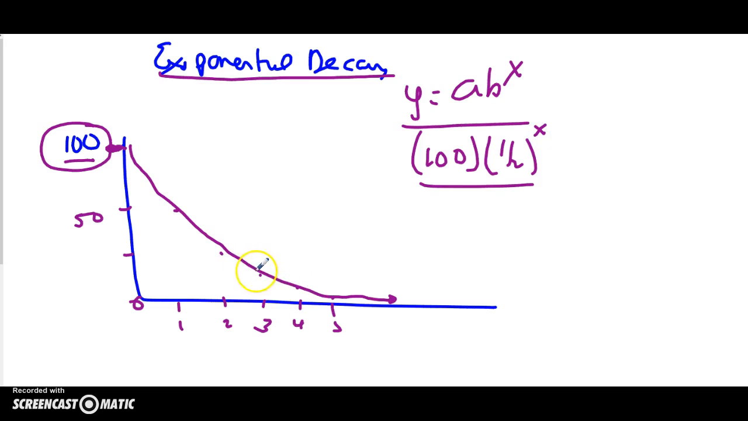So here, if I want to figure out how many cookies were left at 4 days, I take my 100 cookies and multiply it by a half, or 0.5, to the power of 4. Throw that in the calculator and figure out how many cookies are left.